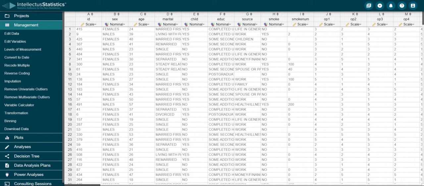So all three of these are numeric variables, and we're going to go ahead and assume that we've already screened all three of these variables for normality, so that we know that they're normally distributed, which is one of the assumptions that we have in multiple linear regression. And we're going to use these variables to try and predict this outcome.